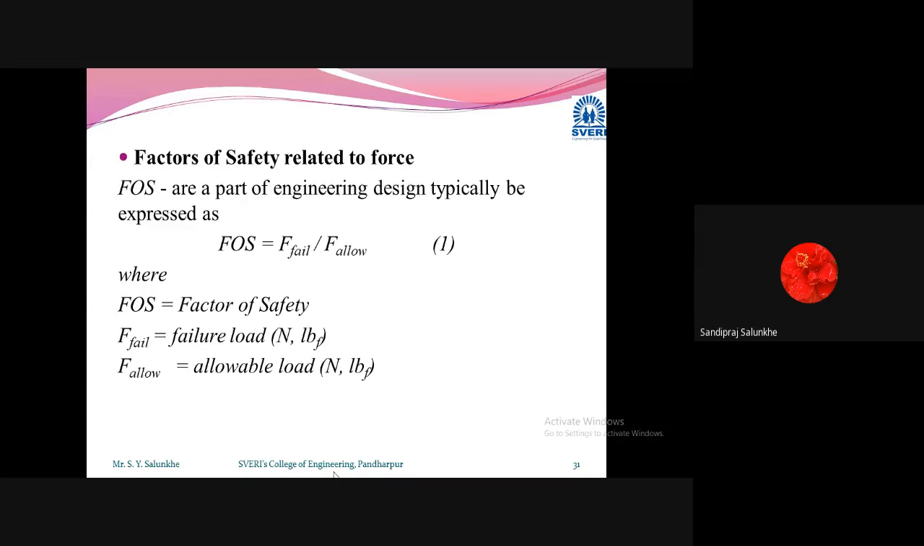When we are applying force, stress will be generated, so that will be induced in that component. Okay, so we are going to say the force which is allowed to apply on that component, that we are going to get as a factor of safety. Now this is related to the force which is applied. Factor of safety is related to the force which is applied.